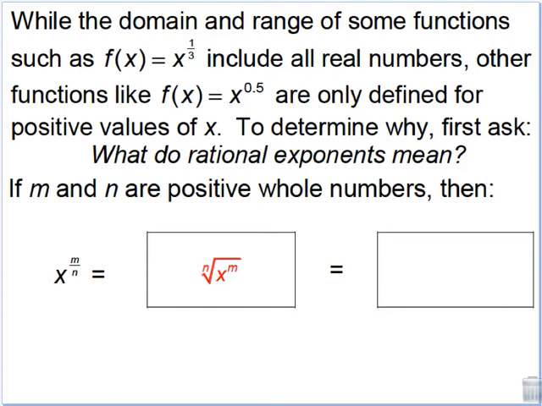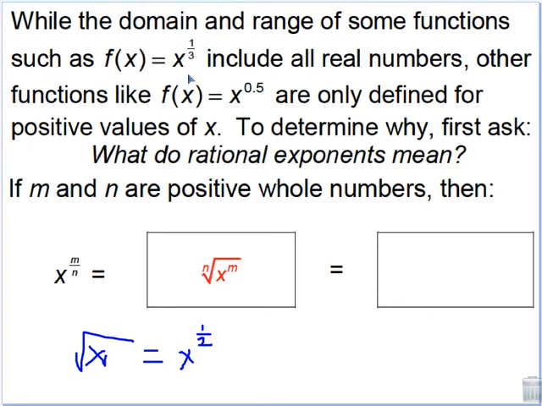So let's say we had the square root of x here. You could rewrite that as x raised to the 1/2 power. Okay, so anytime you have a fraction in your exponent, what you have is some sort of root. So if we had 1 over 3, this would be a cube root.